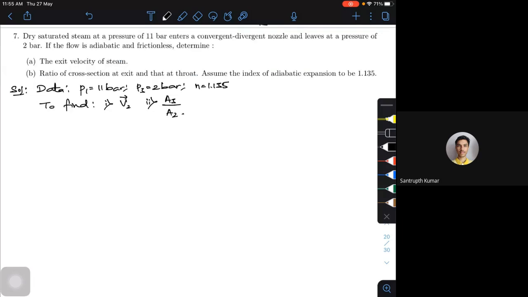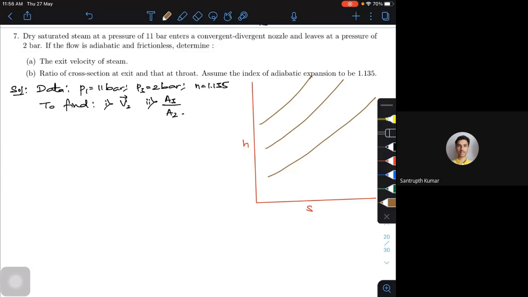Now if I try to draw the h-s diagram, it is something like this. So this is my h-s diagram. I do have three pressures here. P1 will be going something like this, then I have P2, which is my throat pressure, and then I will have my exit pressure. This is dry saturated steam, so this is my saturation line, the dry saturated line. This is my P1, this is my P3, and this is my P2. P2 I need to find.